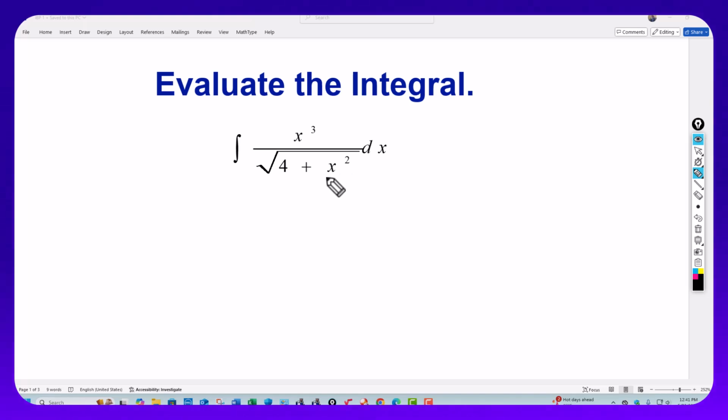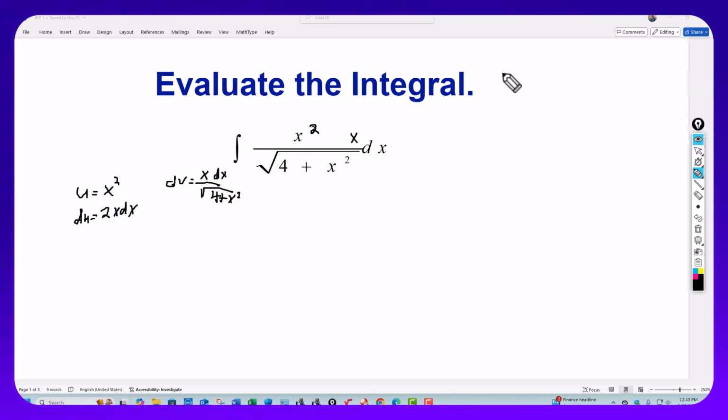I'm pretty sure you could use a trig substitution using the tangent function. Now what I'm going to try here is integration by parts. So I'm going to break this up into x squared and x. So I got the x dx right there. And I'm going to let u equal x squared. So du would equal 2x dx. And then my dv would equal x over the square root of 4 plus x squared dx.